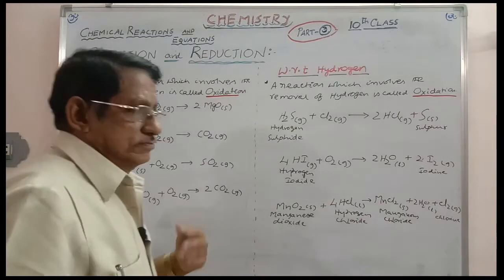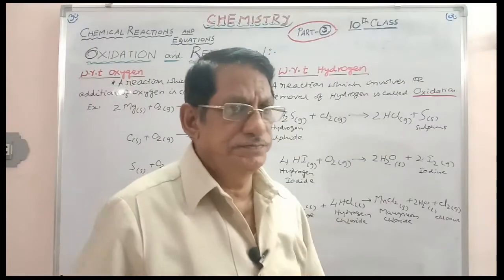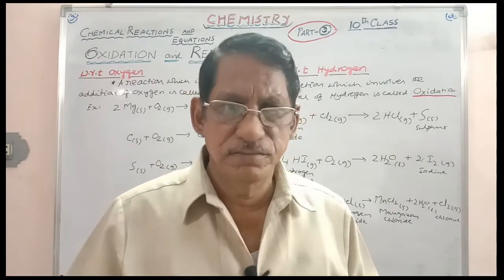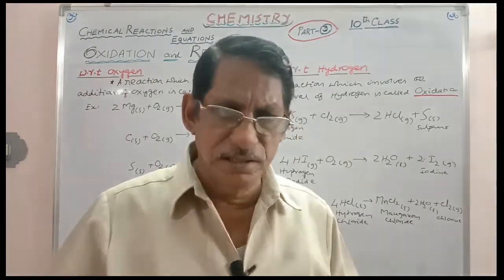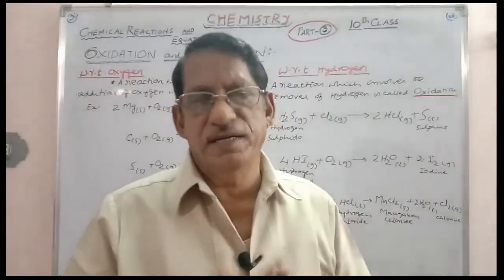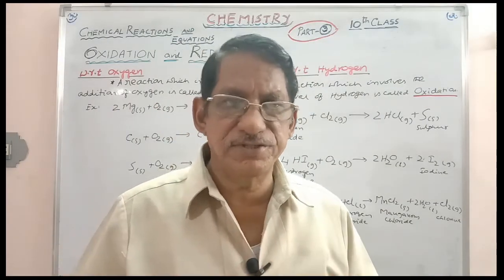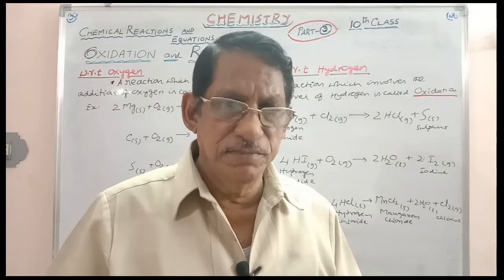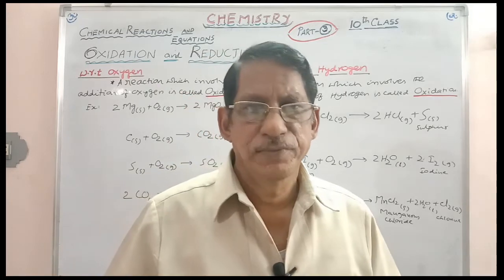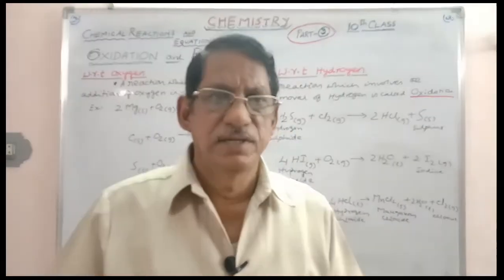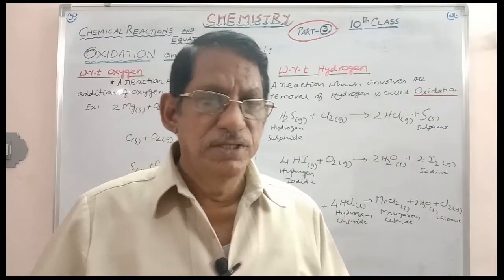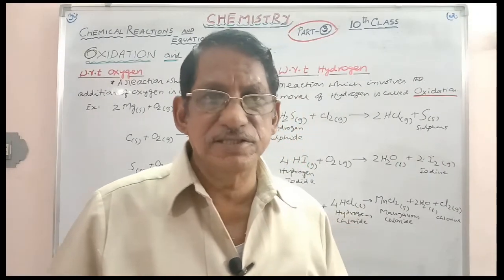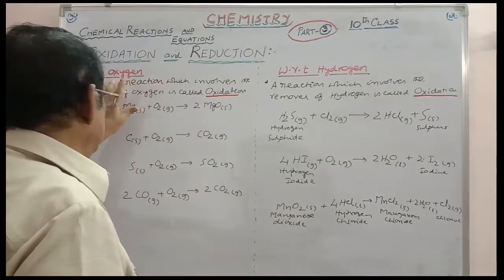Now let us consider the next one, oxidation and reduction. There are many definitions, basing on oxygen, basing on hydrogen, basing on non-metal, basing on metal, basing on oxidation number, basing on electrons. There are 6 types of definitions for oxidation reduction. Hydrogen, oxygen, metal, non-metal, these are the age-old definitions. Basing on oxidation number, basing on electron transfer, that is the modern concept. And of course, that modern concept will be dealt in the +2 level. And at present, we have to discuss the oxidation reduction with respect to oxygen and with respect to hydrogen.